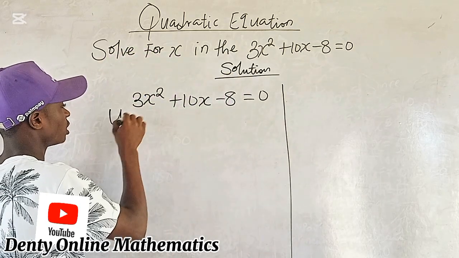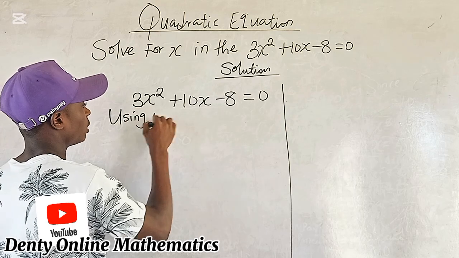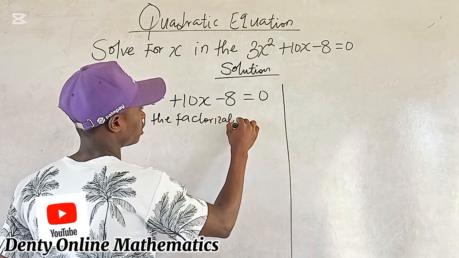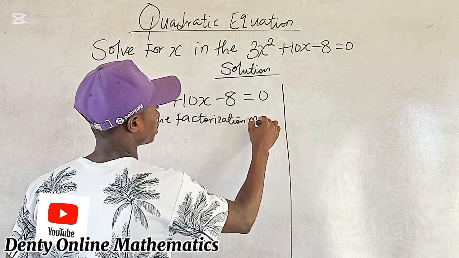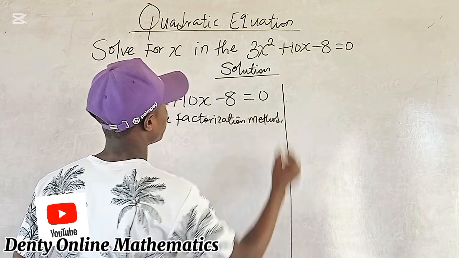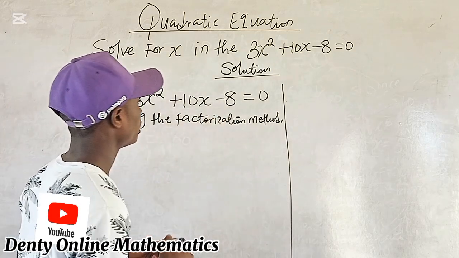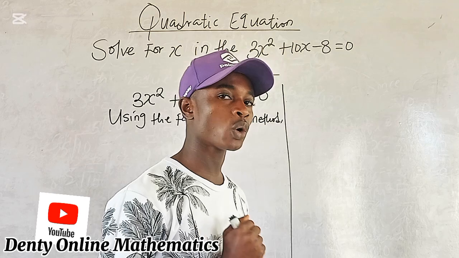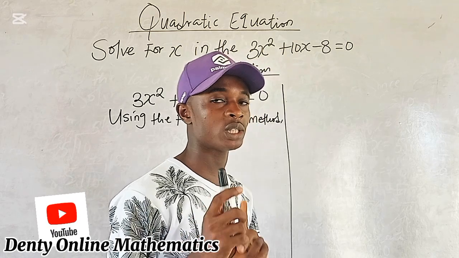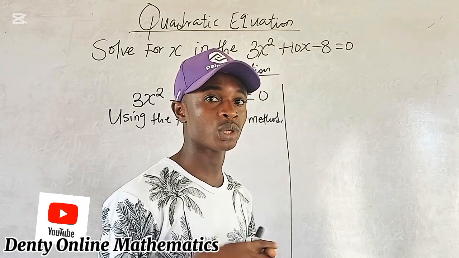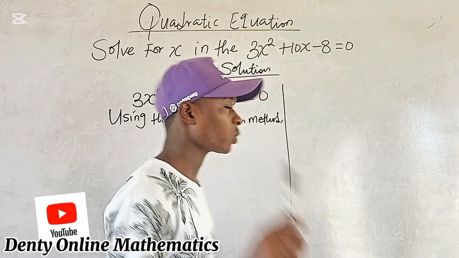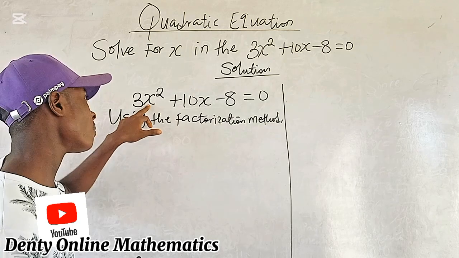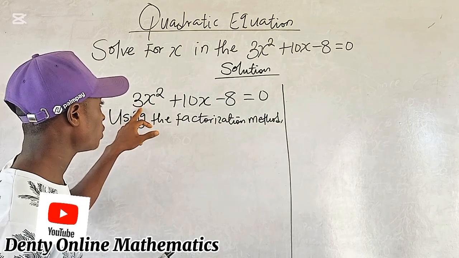So I'll indicate using the factorization method. Now, what we have is 3x squared plus 10x minus 8 equal to 0. Now, if you observe the coefficient of x squared, coefficient means the number that is attached to the unknown. So, the coefficient of x squared, this is x squared, is the number attached to x squared. So the coefficient is 3.